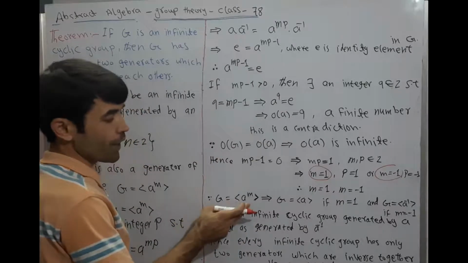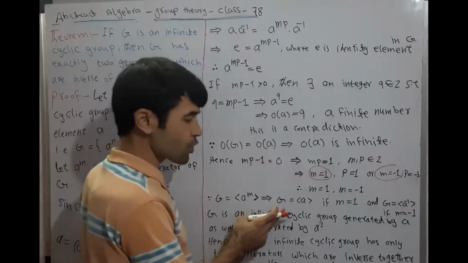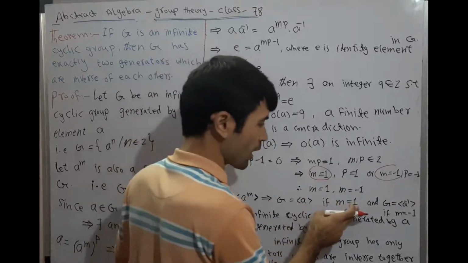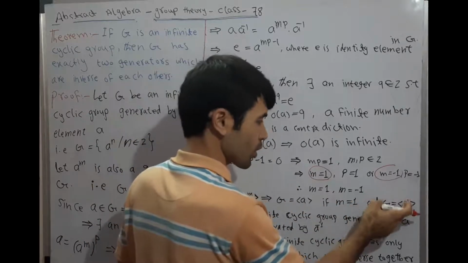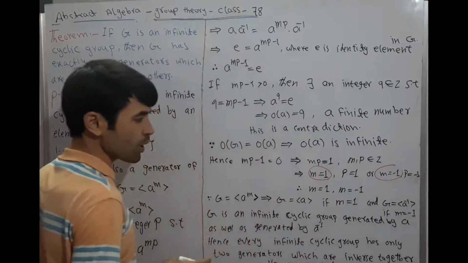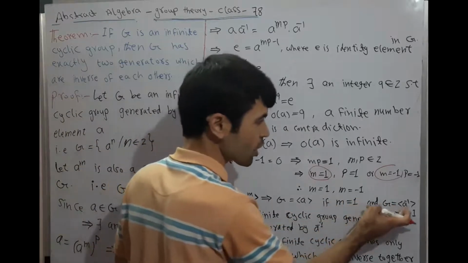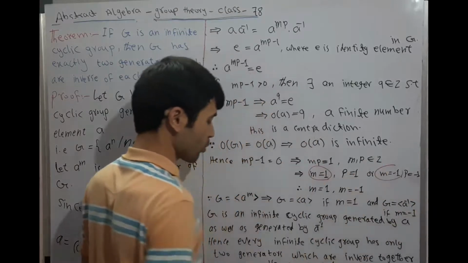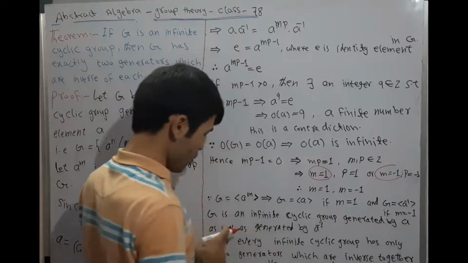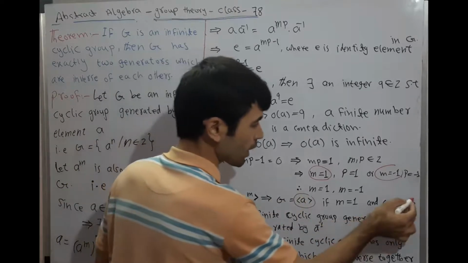Since G is equal to the cyclic group generated by a to the power m, if m is equal to 1 this implies G is equal to the cyclic group generated by a. Another possibility is that G is equal to the cyclic group generated by a to the power minus 1, if m is equal to minus 1. G is an infinite cyclic group generated by a as well as generated by a to the power minus 1.